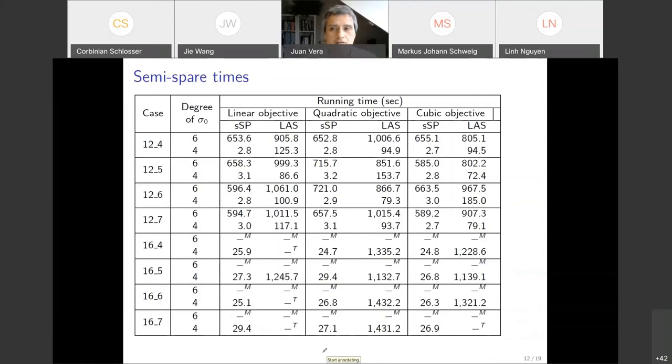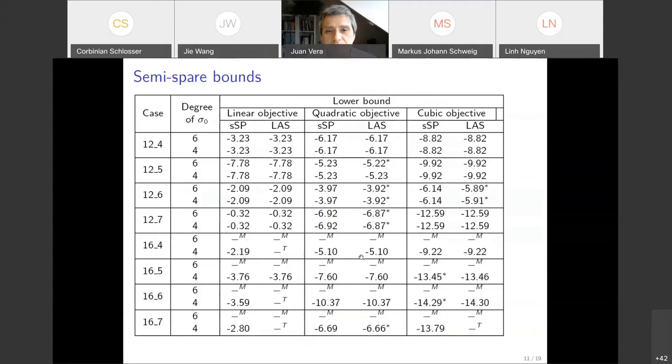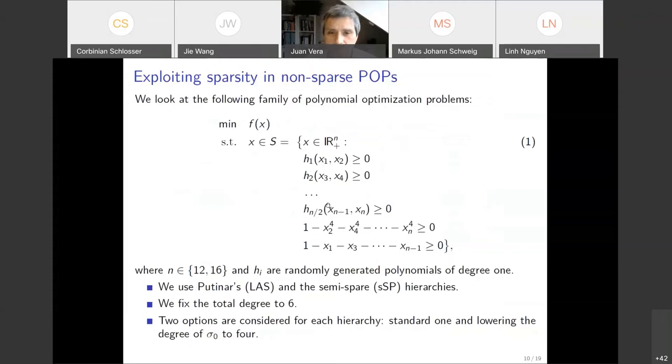But again, the point of this theorem is that we can use a sparse representation even if the problem is not sparse. I don't even exploit the sparsity of this. These H are sparse, but we don't exploit that. So even if the problem is not sparse at all, we can use this semi-sparse representation where most of the SOS are sparse. Okay, so is there any question there?